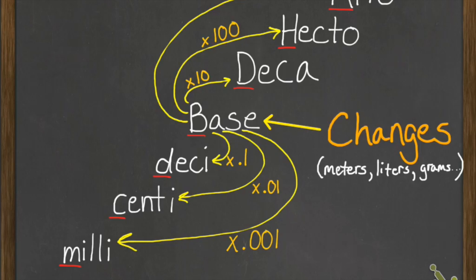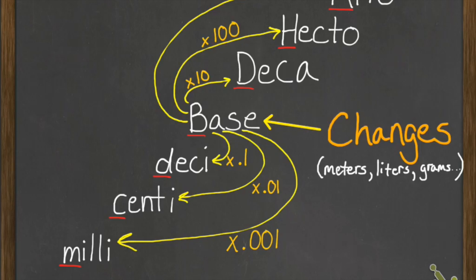For a milliliter, it takes 1,000 milliliters to make 1 liter. Same thing for millimeters. It takes 1,000 millimeters to make 1 meter. So a millimeter is 1,000 times smaller than a meter.